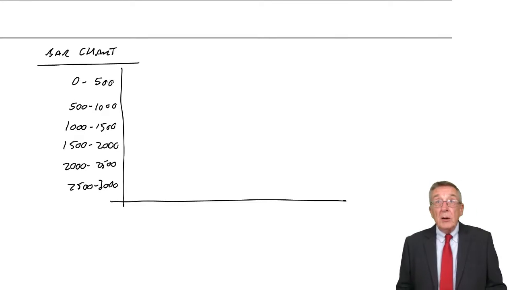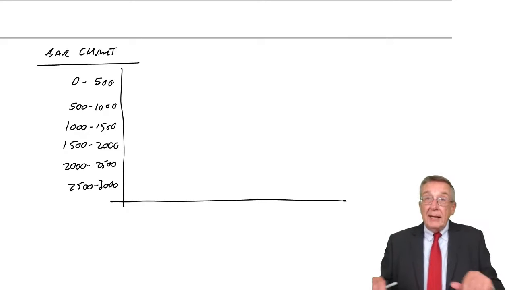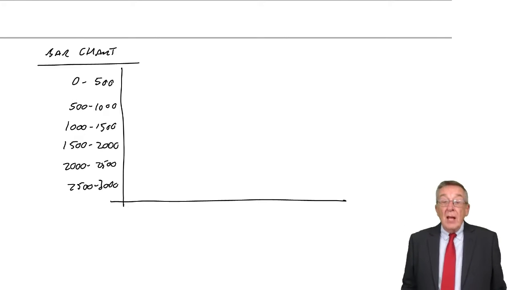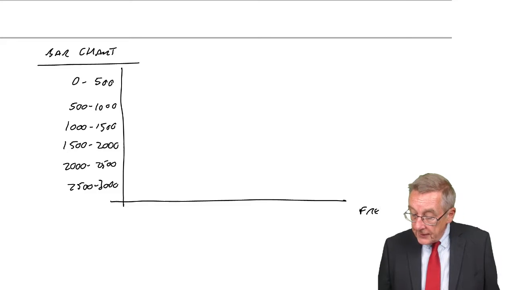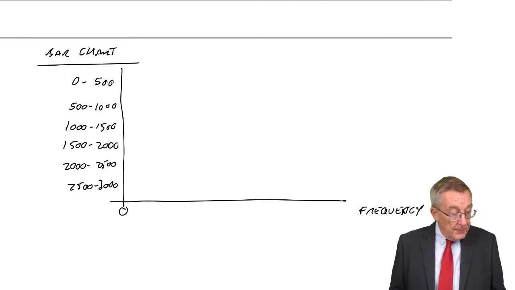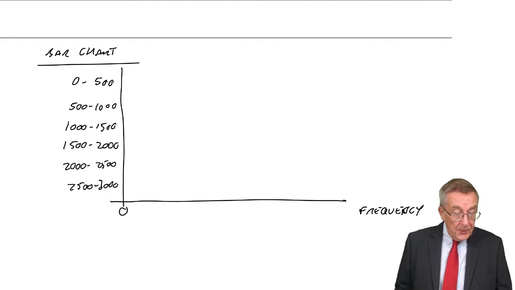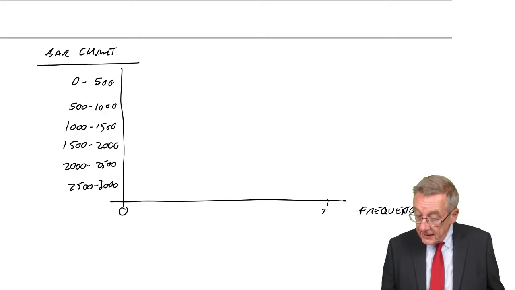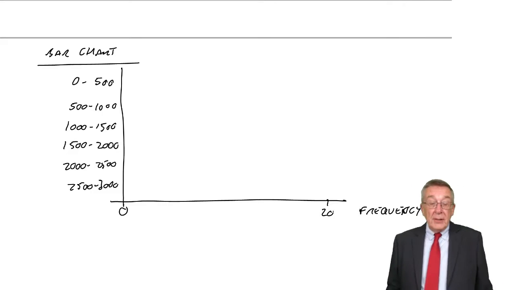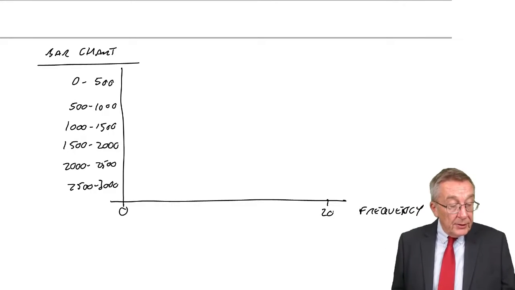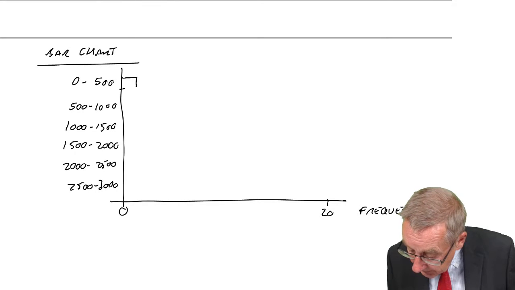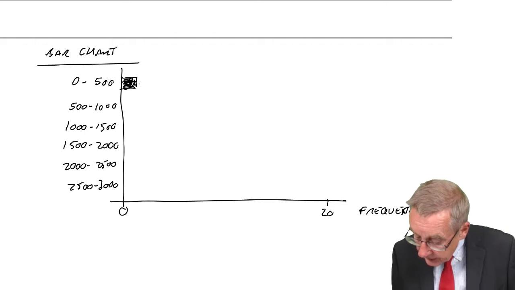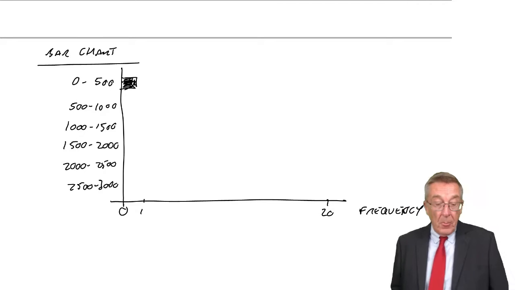And against each one, we'll do a bar. The length, the size of the bar will depend on the frequency. So if along here we've got frequency, 0 up to the biggest frequency was 19, so if I go to 20, we then do a little bar for each. So 0 to 500, there was only one. It only happened once, so there's a little bar, sort of 1 unit across.